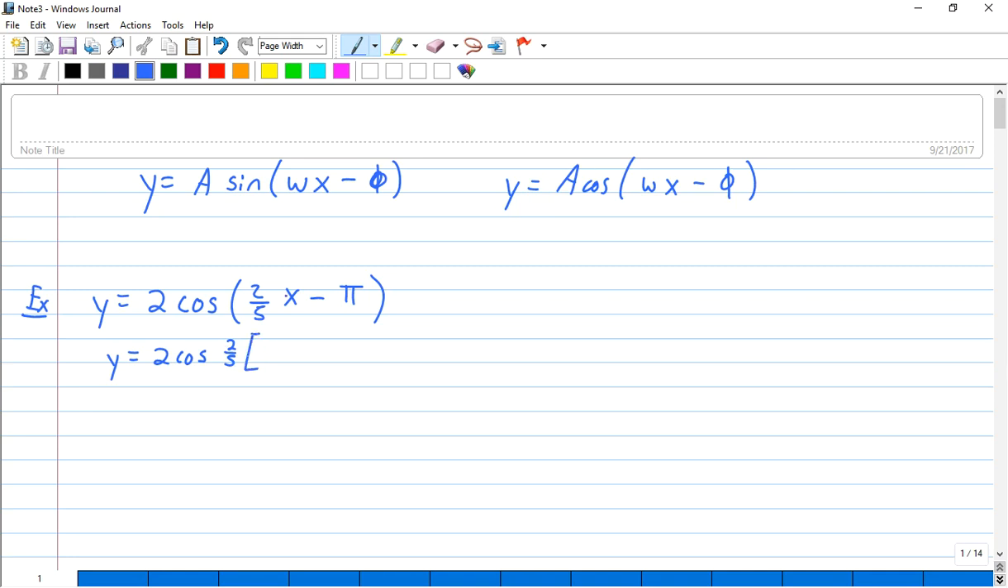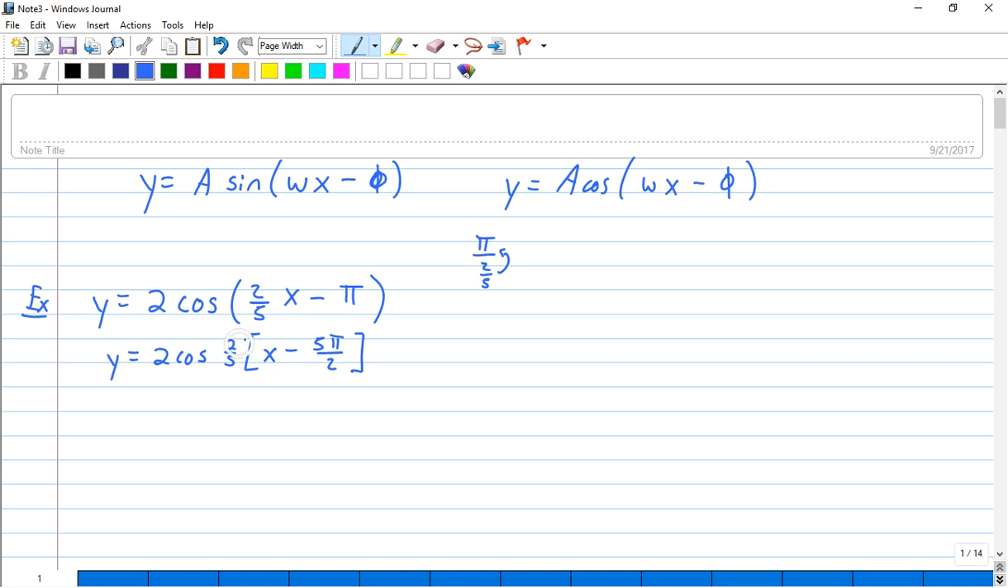times, and now that's going to be x minus, and what do we have to do to factor 2/5 out of pi? You have to divide it by 2/5. So if you need to do that over to the side, that's okay. Pi divided by 2/5, you would flip and multiply, right? So you would have 5 halves pi, or 5 pi over 2.